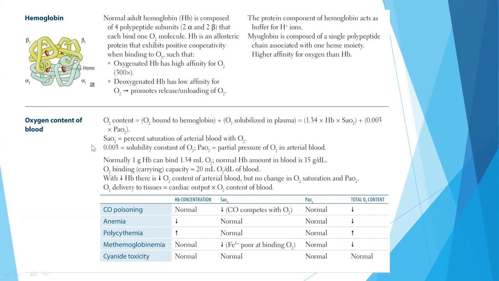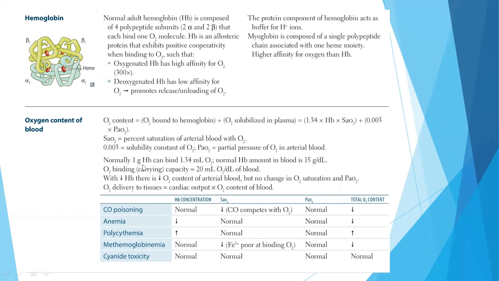Talking about the oxygen content of blood. So the oxygen content equals the oxygen bound to the hemoglobin plus oxygen solubilized in plasma. So this is the formula that is not generally necessary for the examination. The percent saturation of arterial blood with O2, that is SaO2, and the 0.03 is the solubility constant for oxygen. PaO2 means the partial pressure of oxygen in the arterial blood.